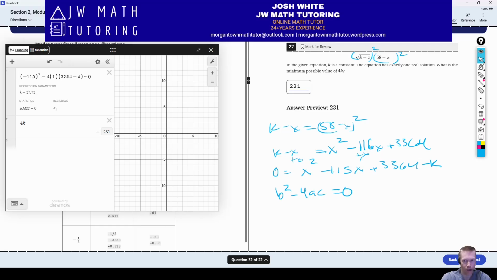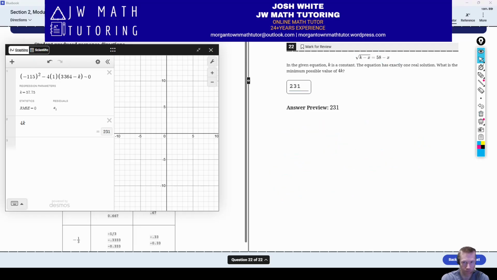However, there are much faster, quicker, easier ways to do this problem entirely in Desmos. So let's see how you would do them. Here is the quickest, fastest, easiest way.